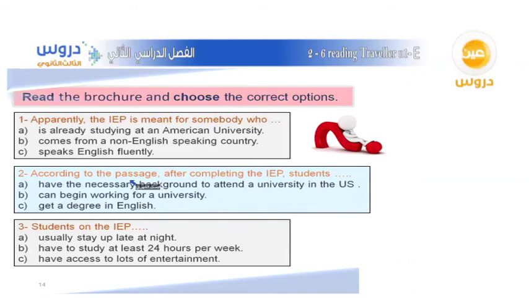Okay. Now, going to answer number 1. Is it F or C? Okay, let's suppose that because you wrote C, the last answer, I would consider it C. Number 2 is for Firdaus. According to the passage, after completing the IEP, students have the necessary background to attend a university in the US.